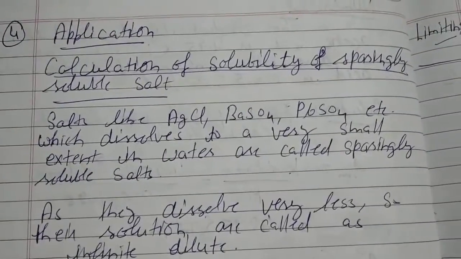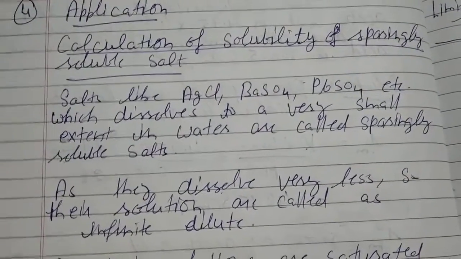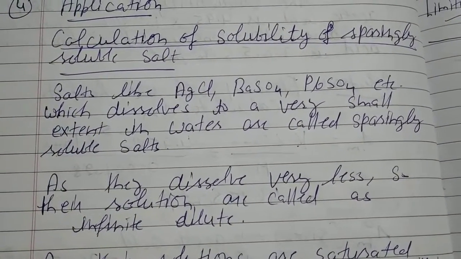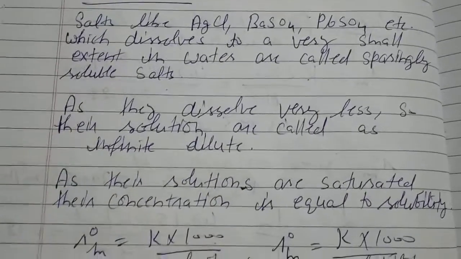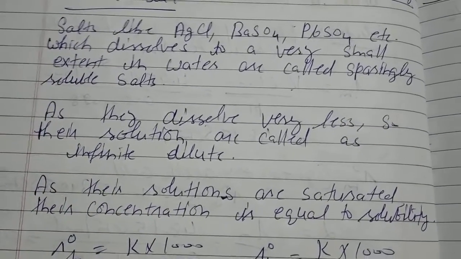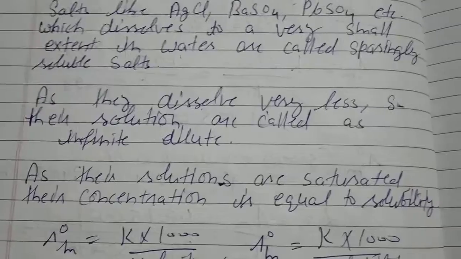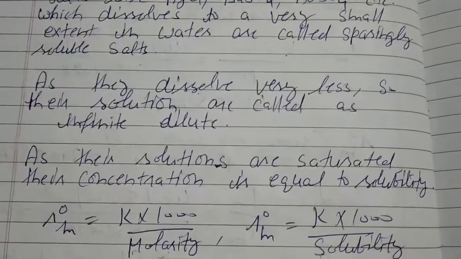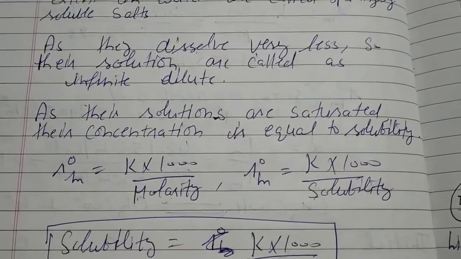Now fourth application is calculation of solubility of sparingly soluble salt. What is this sparingly soluble salt? The salts like silver chloride, barium sulfate, lead sulfate, which dissolve to a very small extent in water, are called sparingly soluble salts. As they dissolve very little, their solutions are called infinitely dilute. As their solutions are saturated, very little, as much as had to dissolve, has dissolved. Their concentration is equal to solubility, so at that time we take their concentration as equal to solubility.